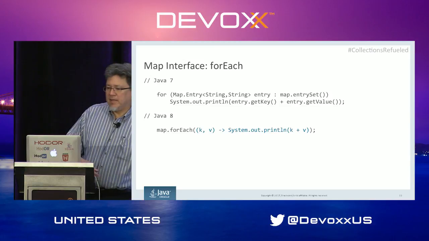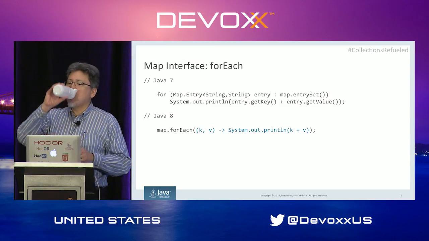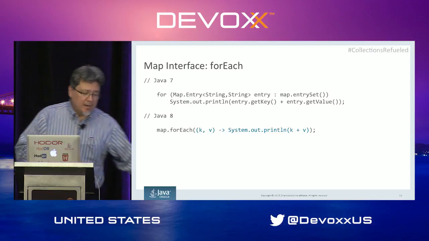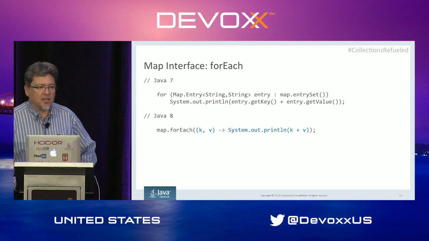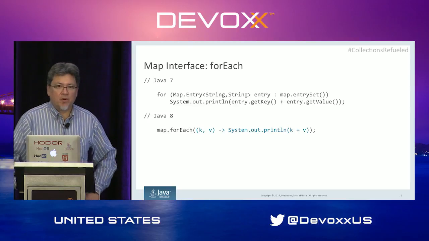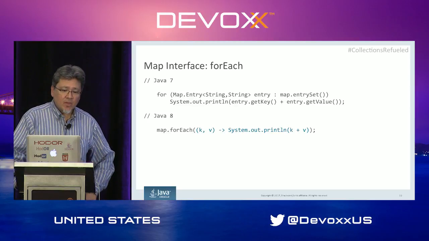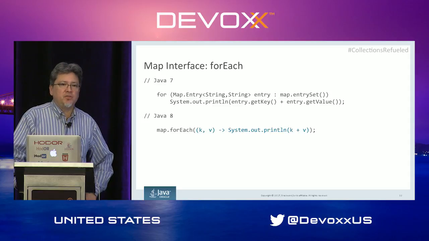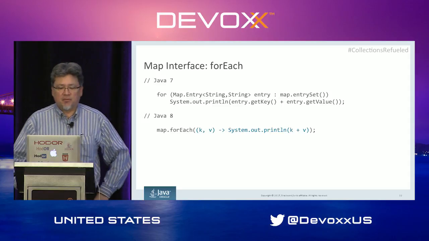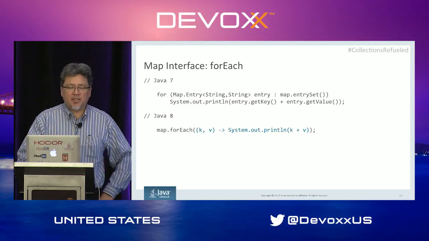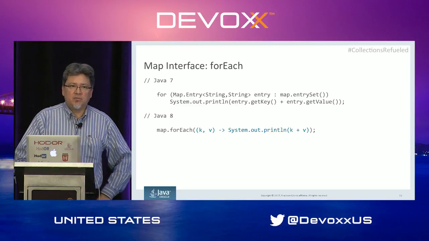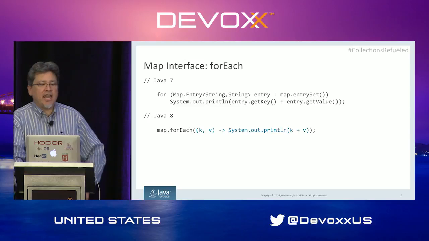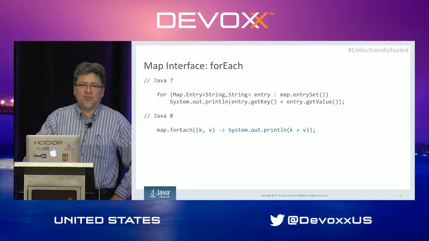All right, now moving on to Map. There are a whole bunch of methods added to Map, and I'm going to run through some of the more interesting ones here, but there are a lot more than I can cover in this talk. So in Java 7, if you wanted to do something for every element of a map, like print out each key and value, you'd usually do a loop over the entry set of the map, and then do something useful within that for loop.